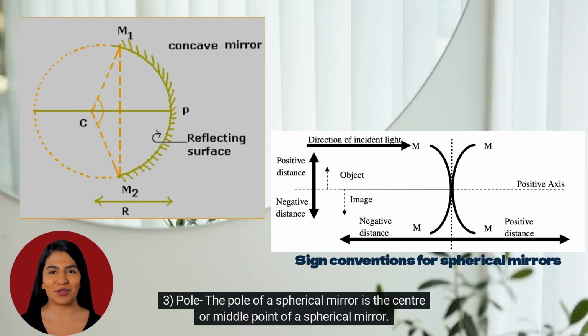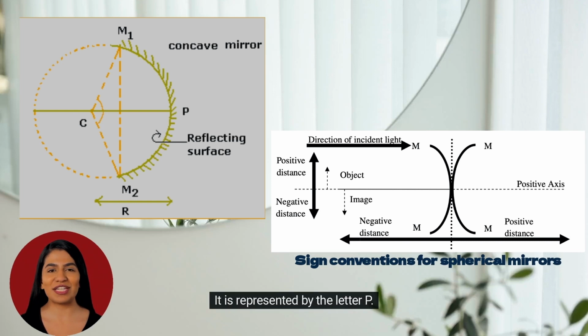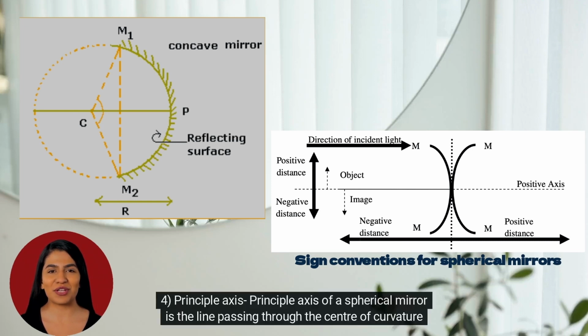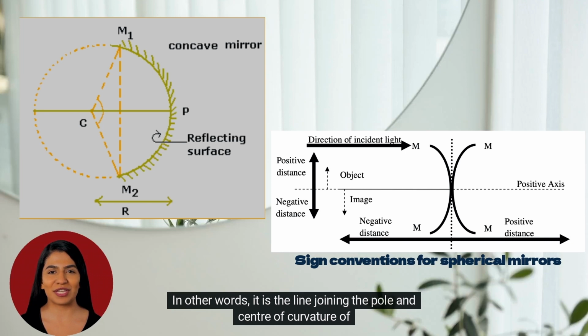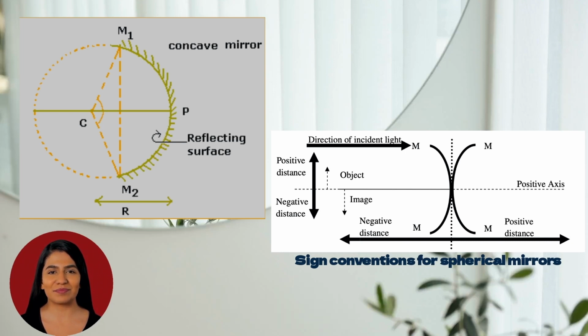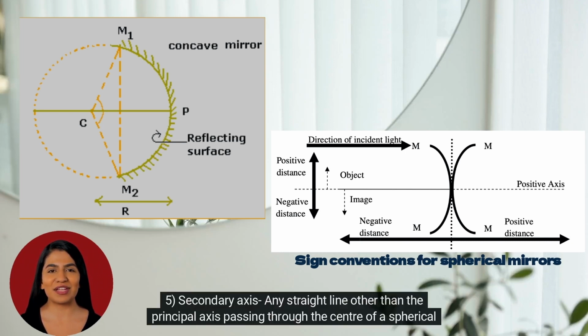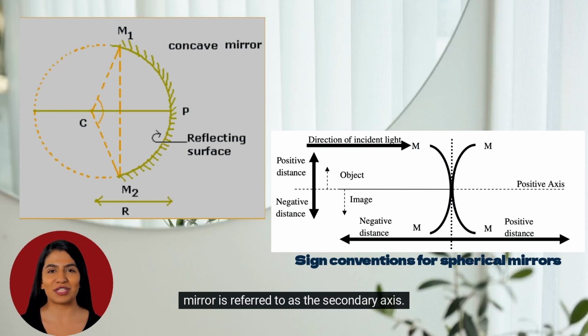3. Pole. The pole of a spherical mirror is the center or middle point of a spherical mirror. It is represented by the letter P. 4. Principal axis. The principal axis of a spherical mirror is the line passing through the center of curvature and its pole. In other words, it is the line joining the pole and center of curvature of a mirror. 5. Secondary axis. Any straight line other than the principal axis passing through the center of curvature of a spherical mirror is referred to as the secondary axis. It is usually represented by the letters SS.